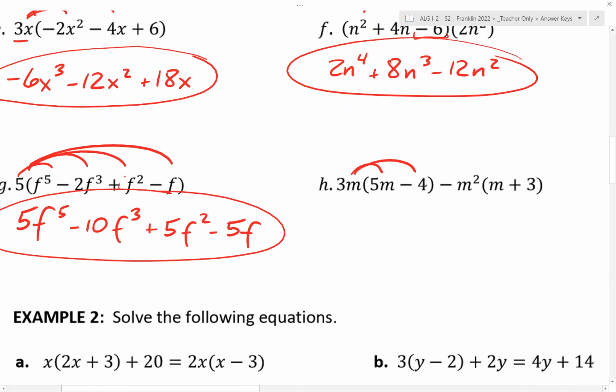Example H kind of puts these two things together. So first we're going to distribute here, watching out for that negative, and then we will combine like terms if possible. So 3m times 5m is 15m squared. 3m times negative 4 is negative 12m. Negative m squared times m is negative m to the 3rd. And negative m squared times 3 is negative 3m squared.